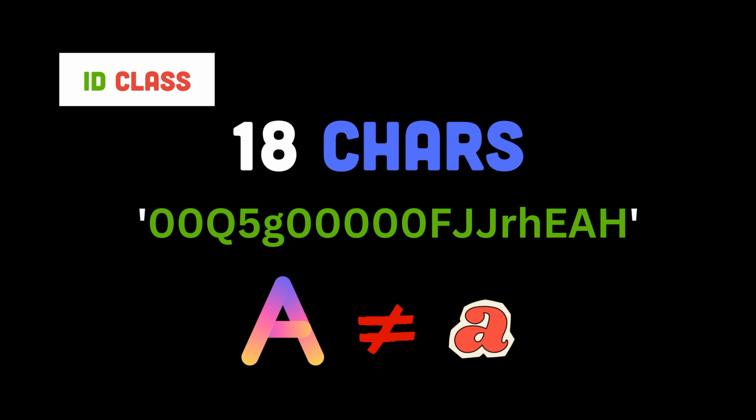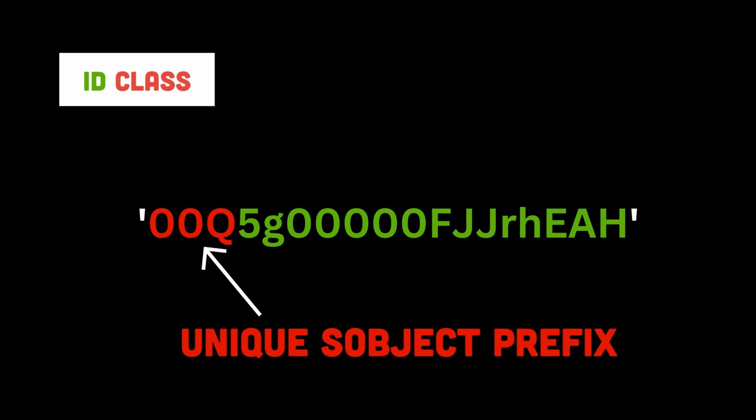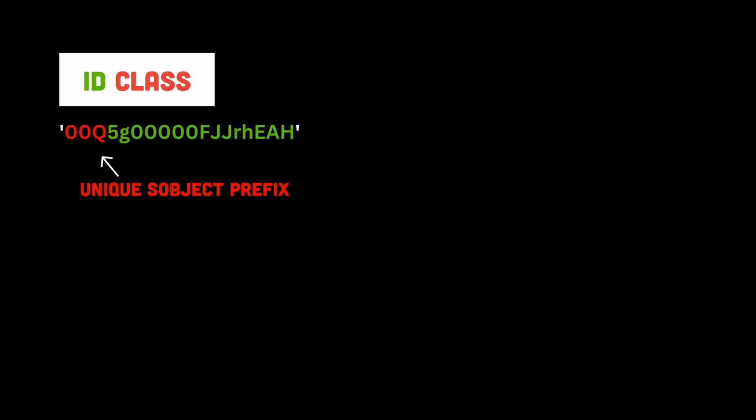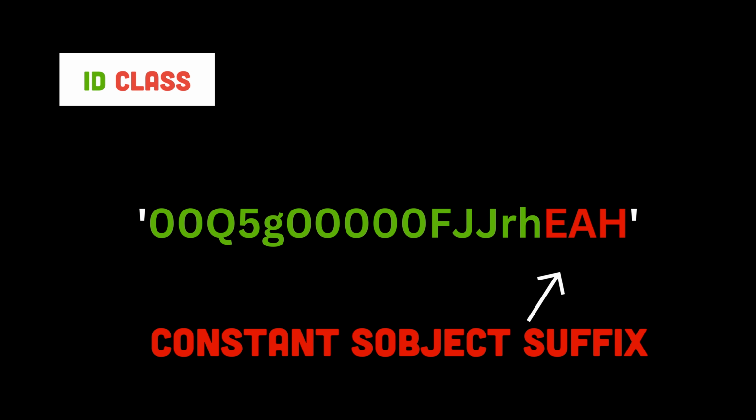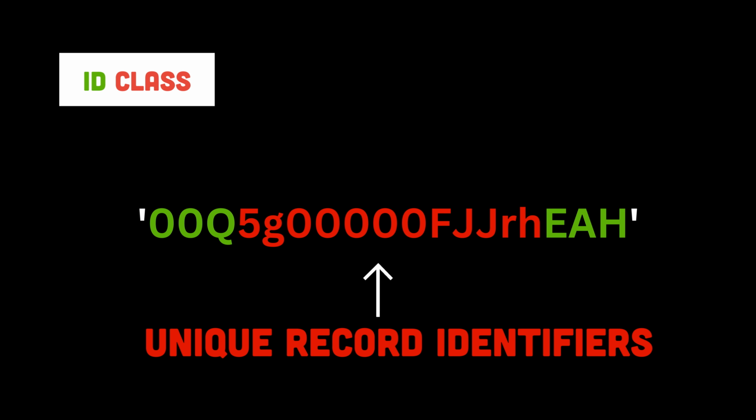Salesforce IDs are by default 18 characters and case sensitive. Let's break down the format of an ID. The first 3 characters are prefix values unique to each SObject. A couple of examples for standard SObjects are as follows. The last 3 characters are constant suffixes, while the remaining characters are the unique record identifiers that change upon each record creation for a given SObject.